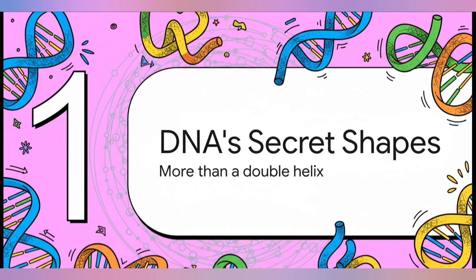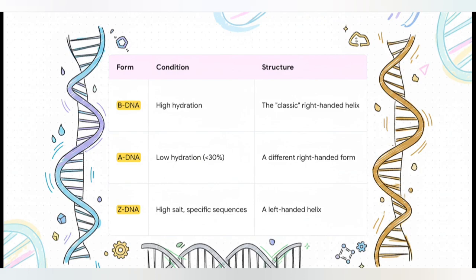Okay, first up, let's talk about these other shapes. Turns out that classic double helix we all know is really just one of DNA's favorite poses. What's really wild is how much the local environment affects DNA's shape. That B-DNA, the one we see in textbooks, that's what it looks like when there's plenty of water around. But if you start to dry it out, it scrunches up into a different right-handed shape called A-DNA. And get this, if you crank up the salt concentration around certain DNA sequences, it can completely flip its direction and become a left-handed helix called Z-DNA. The same molecule, totally different structures.